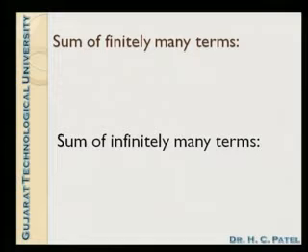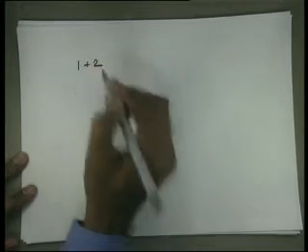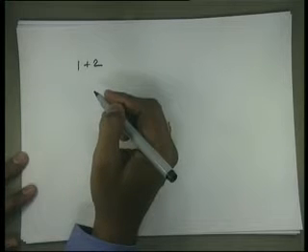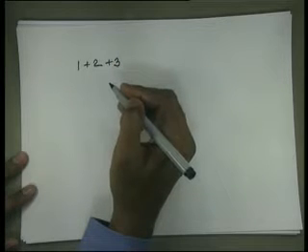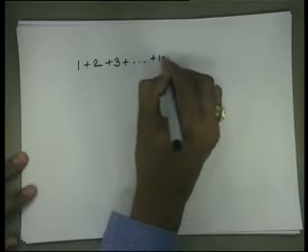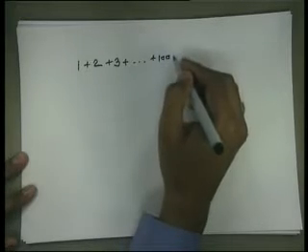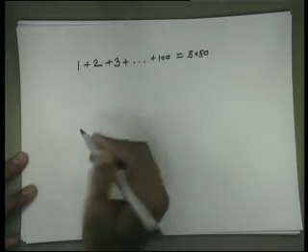Here in this chapter we will discuss the sum of finitely many terms and the sum of infinitely many terms. Sum of finitely many terms: if I write 1 plus 2, we can easily sum these finite terms. If I write 3, it is also easy. Similarly, if I continue to 100, then by a simple formula I can make the summation, and it is 5050.